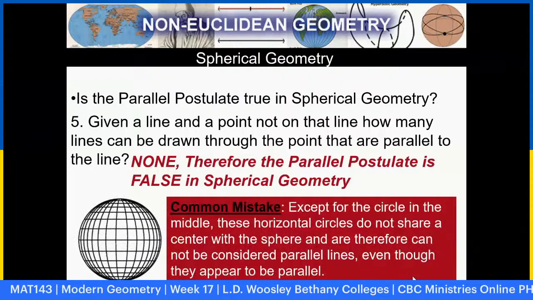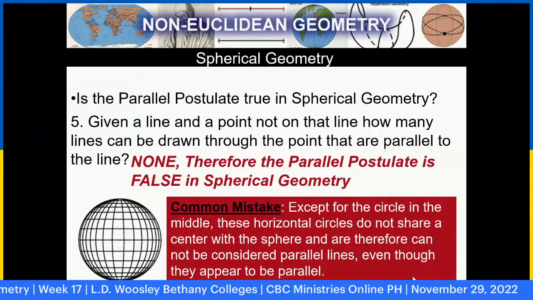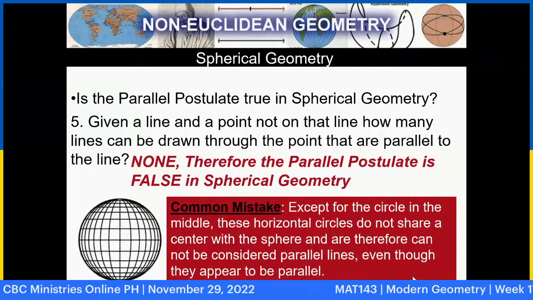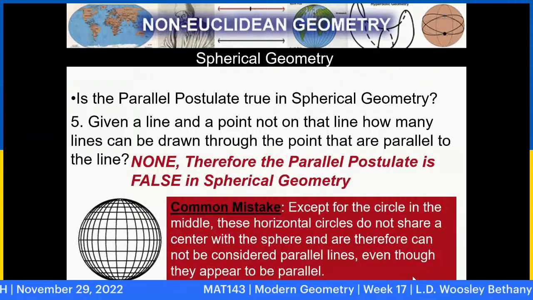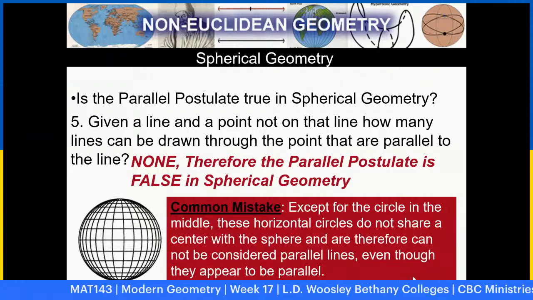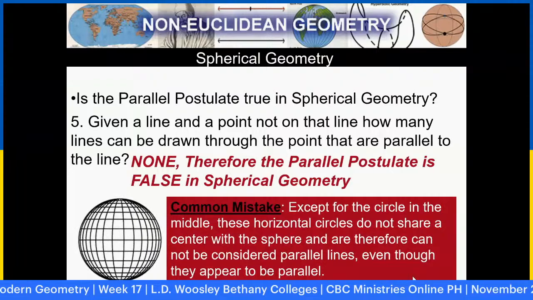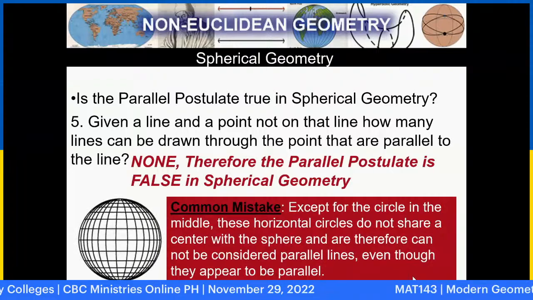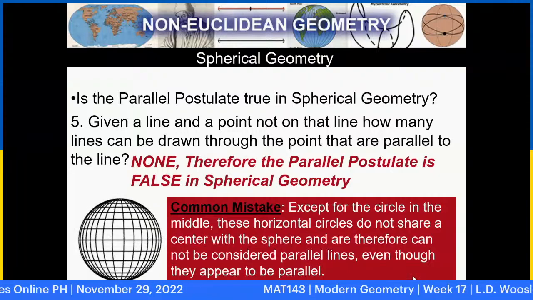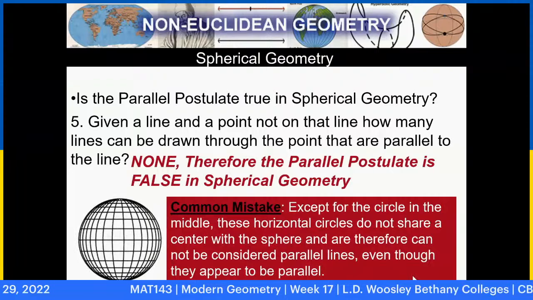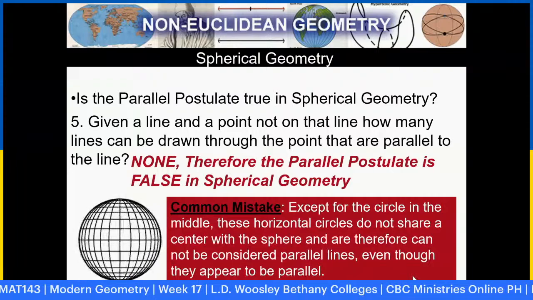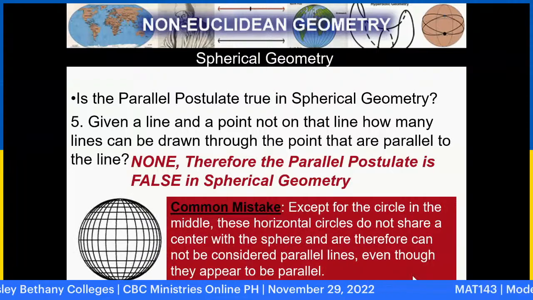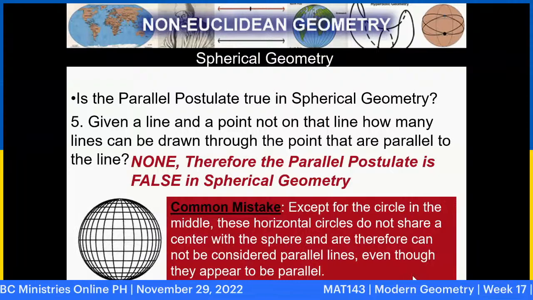One mistake: except for the circle in the middle, these horizontal circles do not share a center with the sphere and therefore cannot be considered parallel lines, even though they appear parallel. So the horizontal circles are not actually sharing the same center. Unlike the vertical lines, which form great circles. The horizontal lines are not great circles, meaning the radius is decreasing until it reaches the north and south pole. So it's not a great circle.